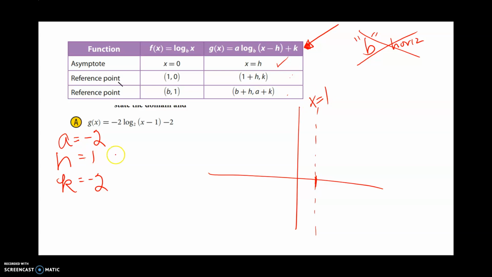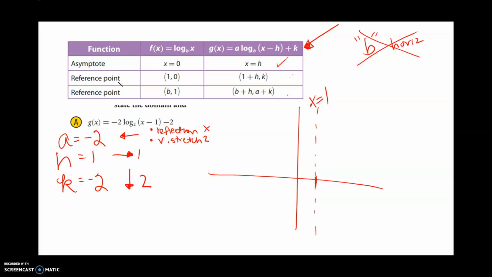And what does this mean? That means the whole graph was shifted 1 unit that way. K means the whole graph is shifted 2 units this way. What does this tell us, folks? It tells us that we have a reflection across the x-axis, and we have a vertical stretch, don't we? By a factor of 2.